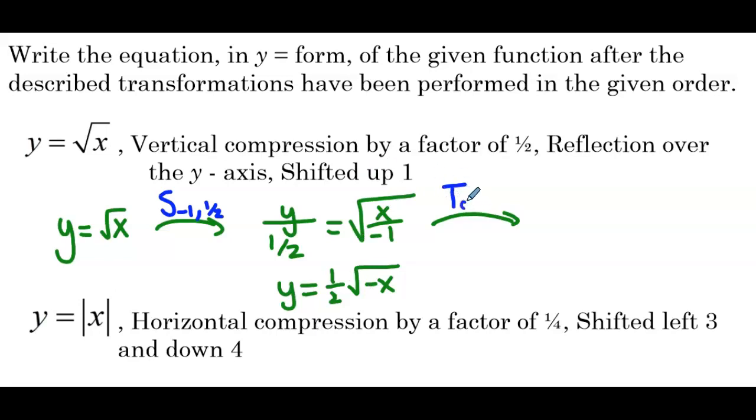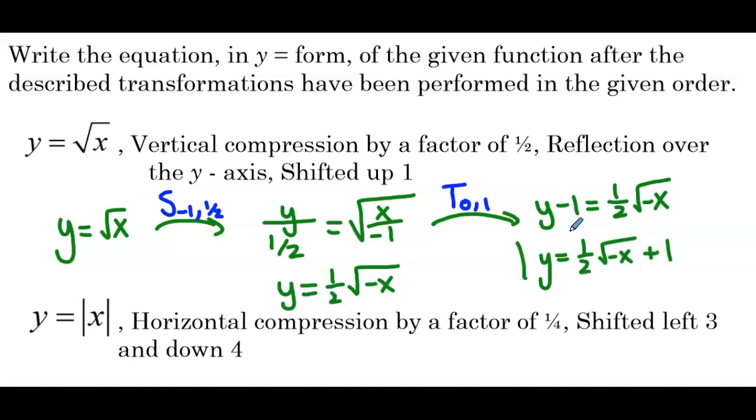So up, so we're adding nothing to the x values and 1 to the y value. So in our function, we have y minus 1 equals 1/2 times the square root of -x. So y equals 1/2 times the square root of -x plus 1. So this was a little more difficult because now we had 3 transformations, but as long as we take it step by step, our work doesn't change.